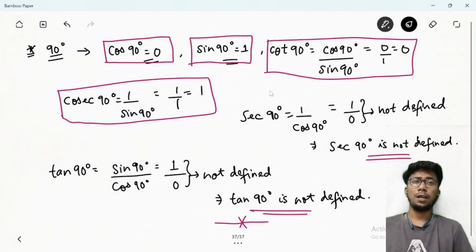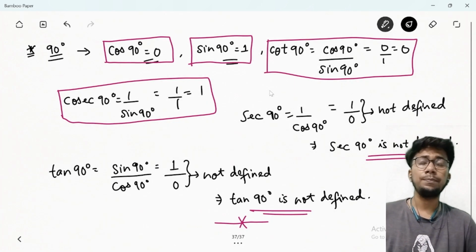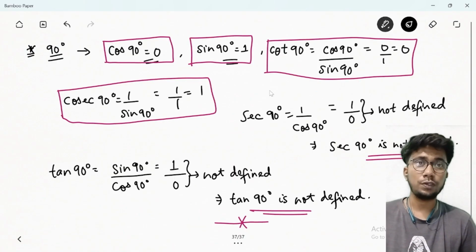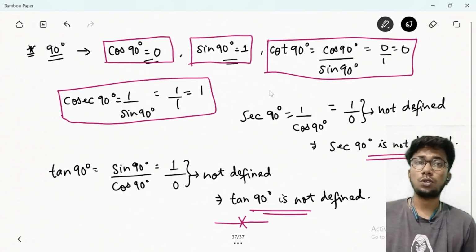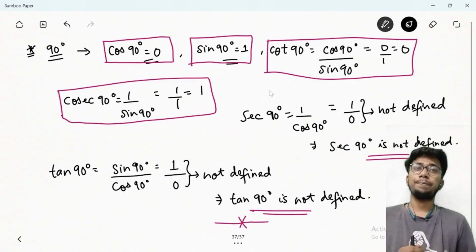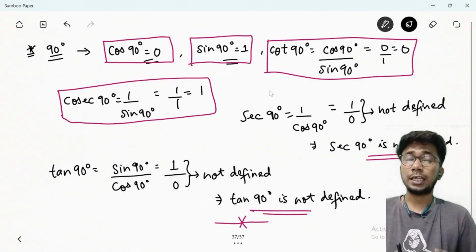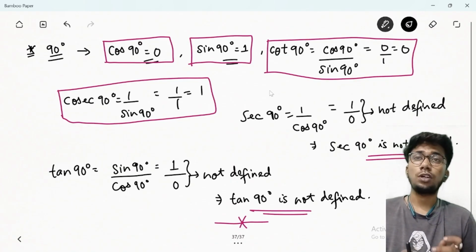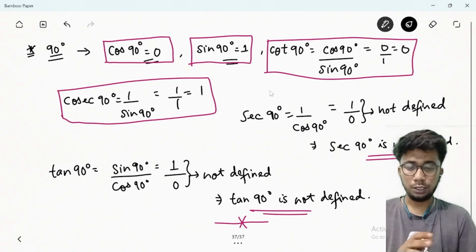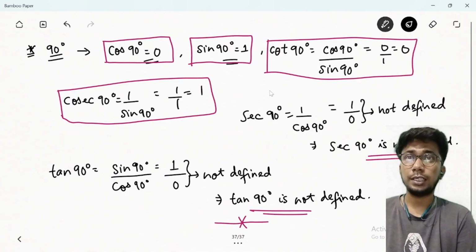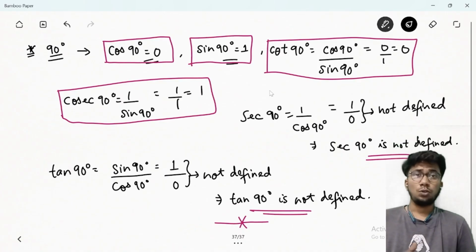First of all, what did we see? The first result was that the value of any trigonometric ratio does not depend on the size of the triangle. Rather, it only depends on the value of that particular angle. All right. Then the second result that we saw was that for any right angle triangle, the values of sin theta and cos theta are always going to be less than 1.